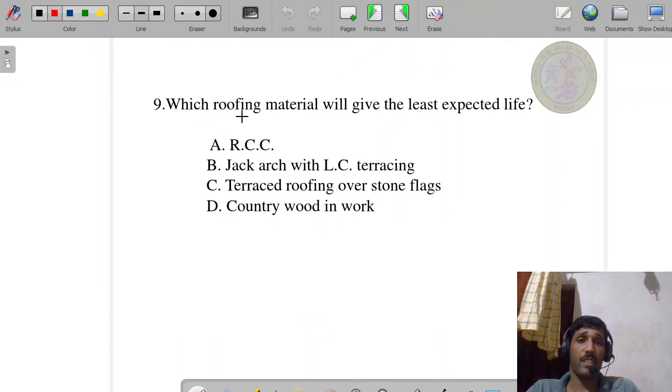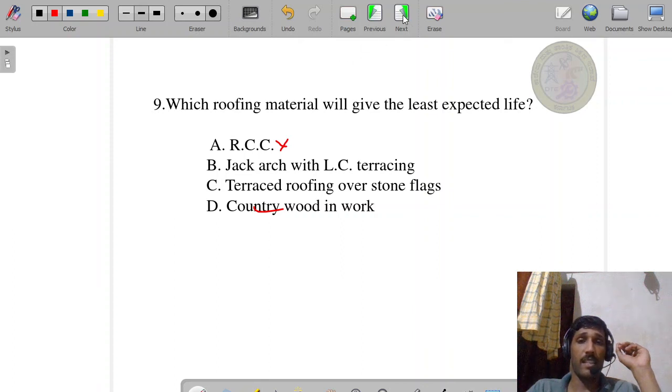Next, which roofing material will give the least expected life? RCC, jack arch with lime concrete terracing, terraced roofing over stone flags, country wood work. Which roofing material will give the least durability? Life is very less. Not this one, RCC gives a long life. This terracing also, stone flag also. The correct answer is country wood work.